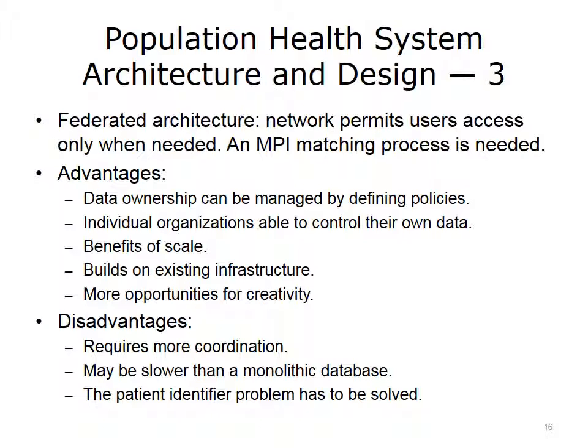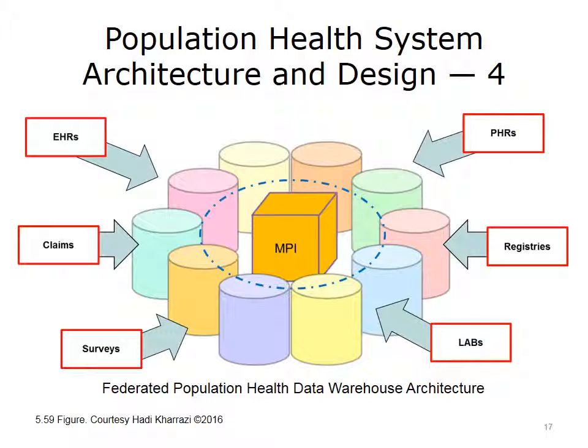However, the federated model comes with its disadvantages, such as it requires more coordination. It may be slower than a monolithic database. The patient identifier problem has to be solved. This diagram shows the federated population health architecture. The central data broker does not store any data and queries external data sources as needed. This model requires a strong matching process based on the MPI.